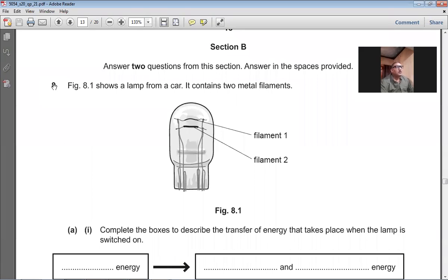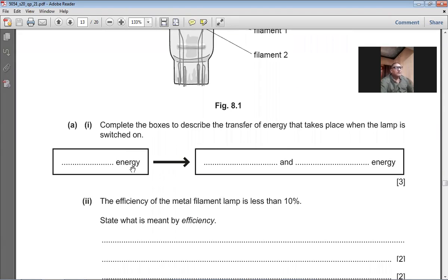Okay, so on your screen, the section B is showing. Figure 8.1 shows a lamp from a car. It contains two metal filaments. So here we have that lamp, and it has two filament lamps. Complete the box to describe the transfer of energy that takes place when the lamp is switched on.